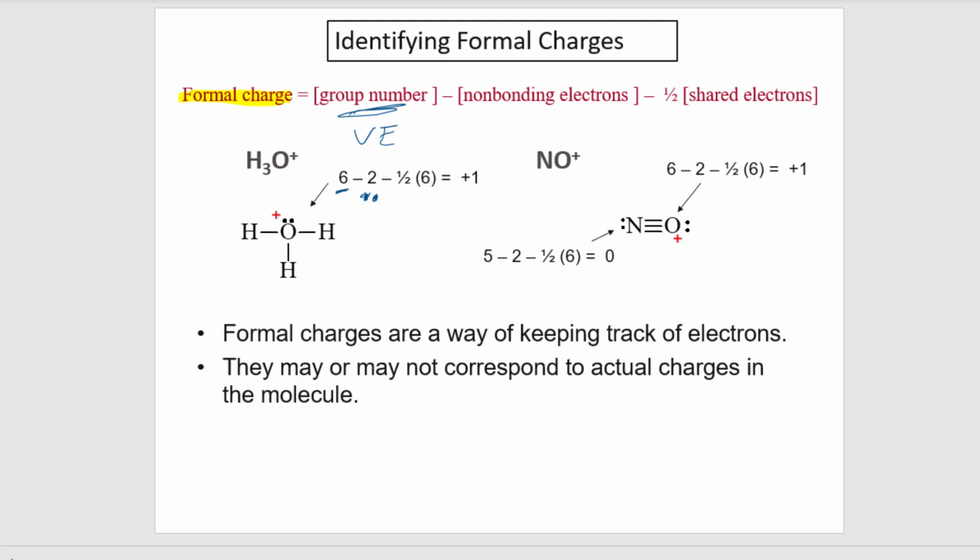And then you subtract half of the shared electrons. Shared electrons, there's 2, 4, 6 electrons being shared. Half of that is 3. So half of 6 is 3. So 6, right, which is your valence electrons, minus 2, the lone pair, minus 3 equals 1. And it's a positive 1. So therefore the oxygen has a +1 charge. You could do the same for NO+.